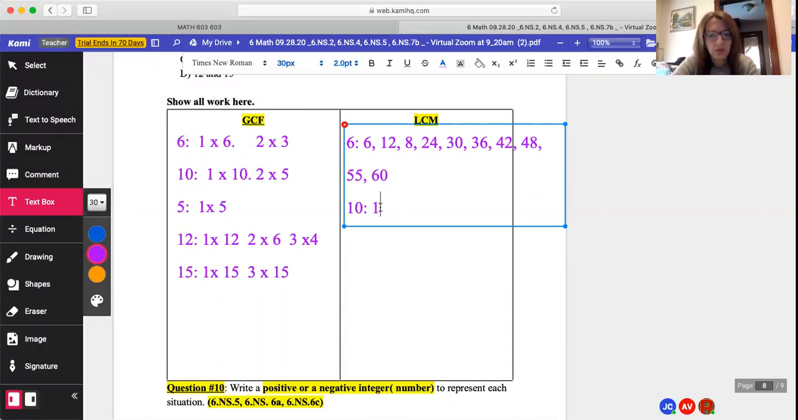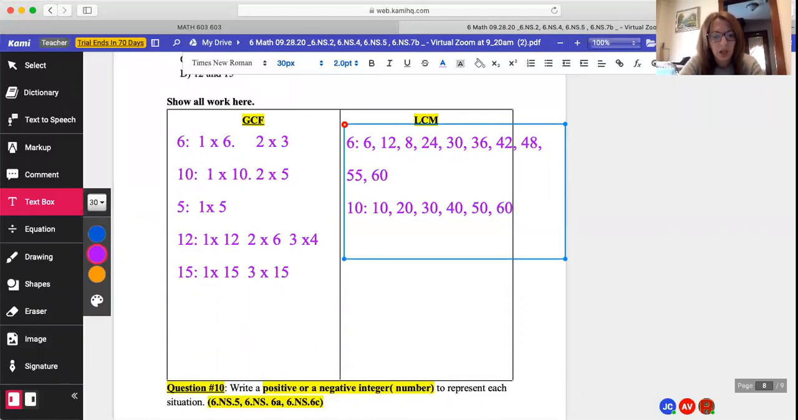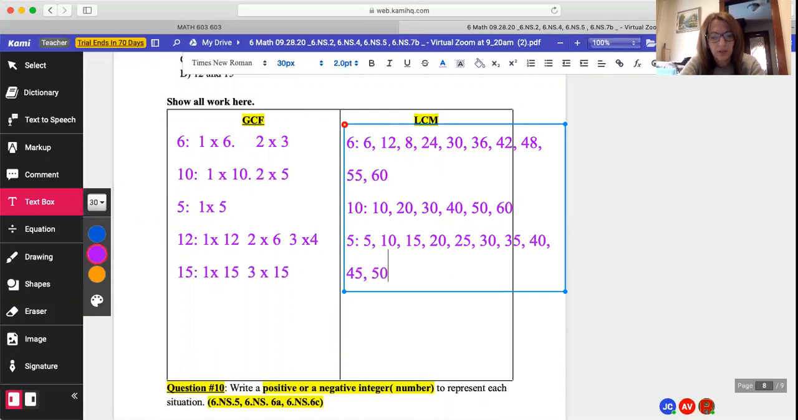All right, multiples of 10: 10, 20, 30, 40, 50, and 60. Multiples of 5, we have 5, 10, we're skip counting, 15, 20, 25, 30, 35, 40, 45, 50, 55, and 60.